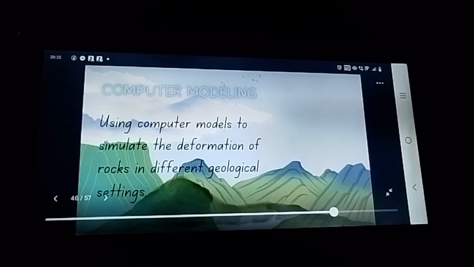Complex scenarios. Computer models can simulate complex geological scenarios such as plate collisions, mountain building, and earthquake generation. Three-dimensional visualization. Computer models can visualize the deformation of rocks in three dimensions, allowing geologists to see how structures develop and interact in different geological environments. Predictive capabilities. Computer models can be used to predict how rocks will deform in the future under different scenarios.